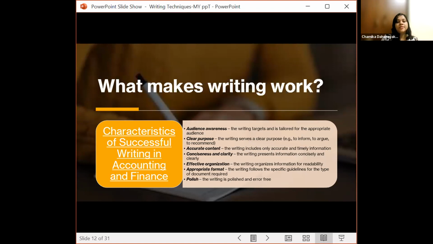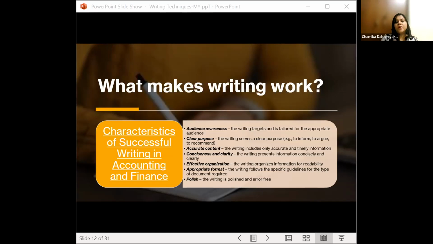So these are some of the important things you will have to remember. Number one, you need to know about your audience. So audience awareness is important. Right? Number two, you need to understand your purpose. Why are you writing? Okay, what is your main purpose in writing this report? If you're writing a letter, you need to ask yourself, why am I writing this letter?